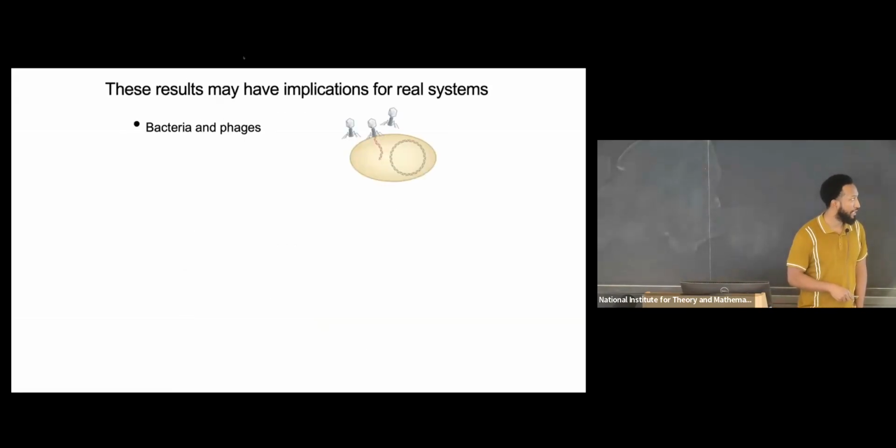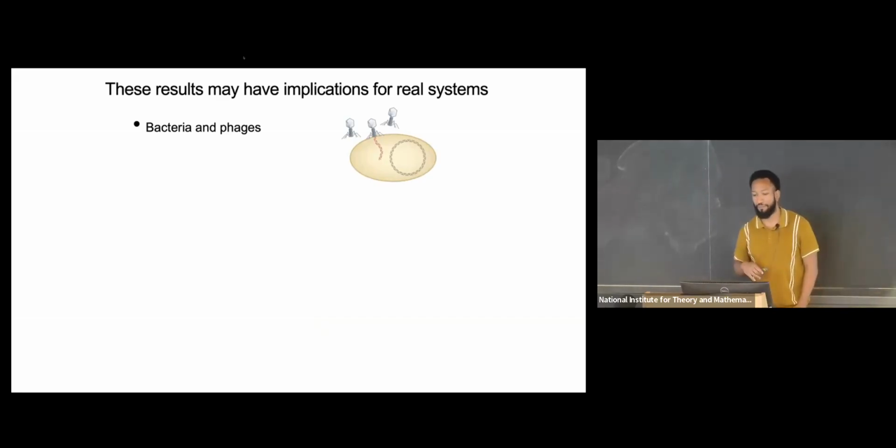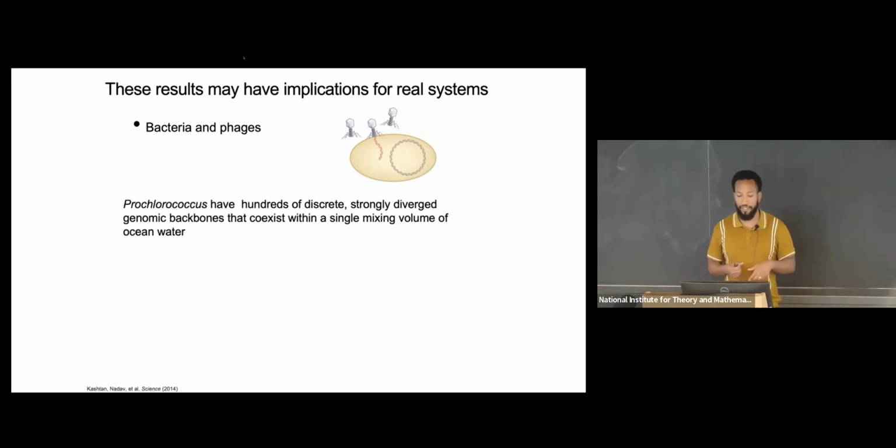So with that, I just want to briefly mention how this could relate to real systems. Obviously, the phenotype space will never be able to be quantified exactly, because you just won't be able to quantify what is a lattice site, so there are too many things that you can't quantify. But the idea is, can this help us understand real systems? So for one system, Prochlorococcus, they have hundreds of discrete, strongly diverged genomic backbones that can coexist within a single mixing volume. So this could potentially help understand how that patterning can exist.